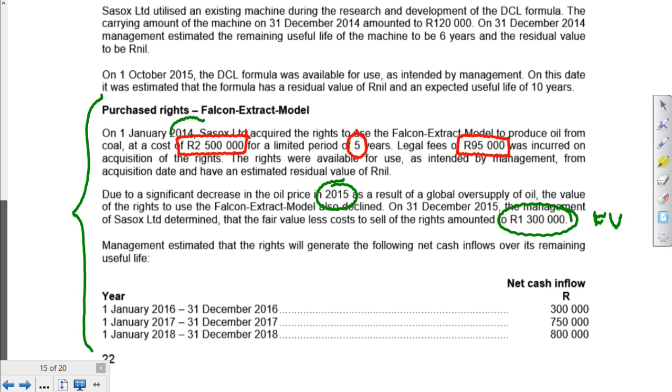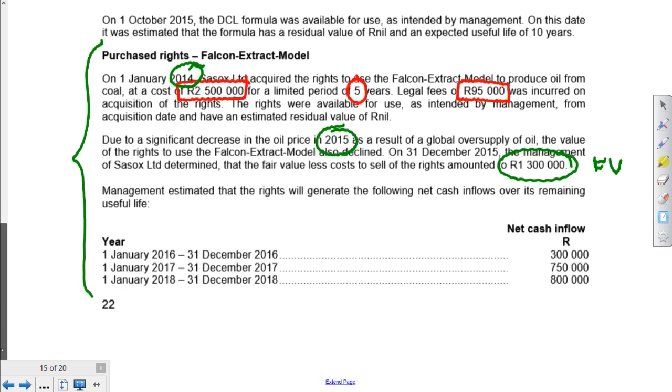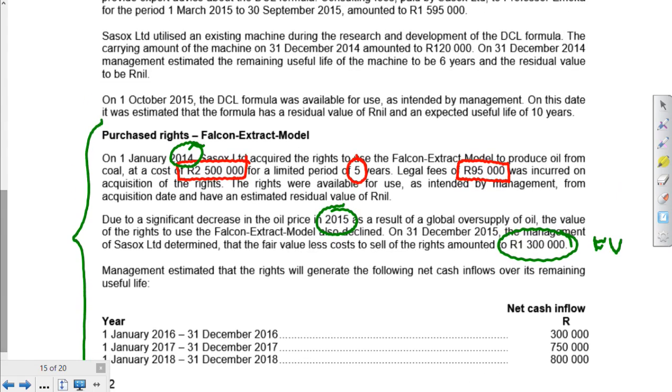When did we buy it? Oh, okay. I think it's 2 years later. But we just need to check the year end. Is the year end December? Yes, December 15. So we're going from January 14 to December 15, so 2 years. December 14, December 15.